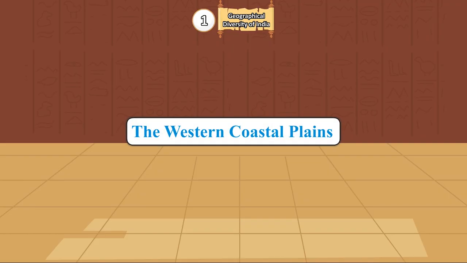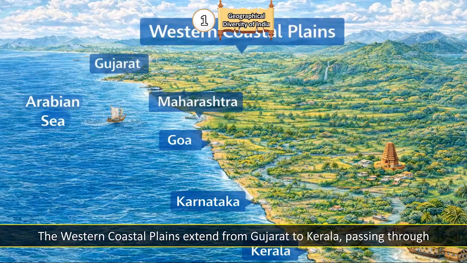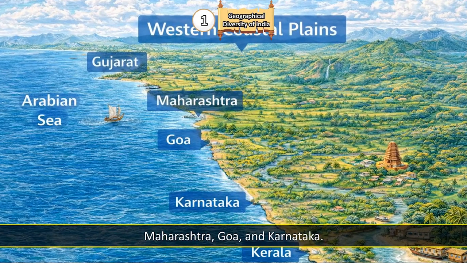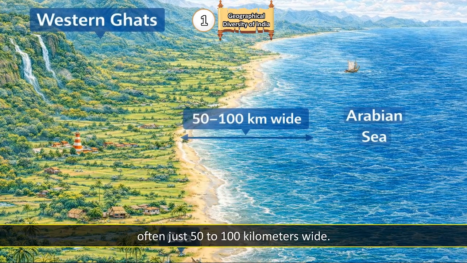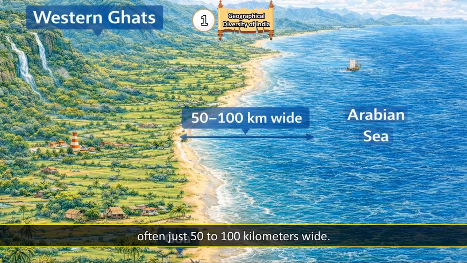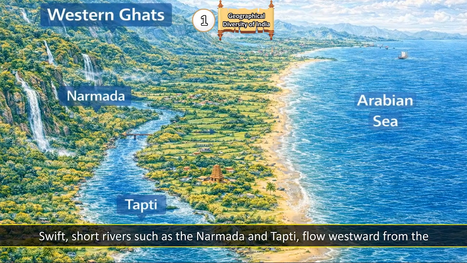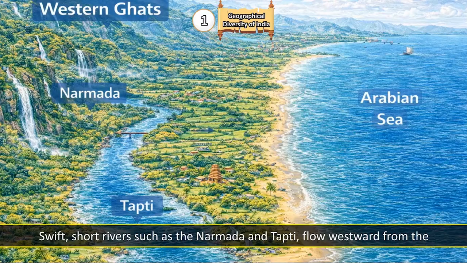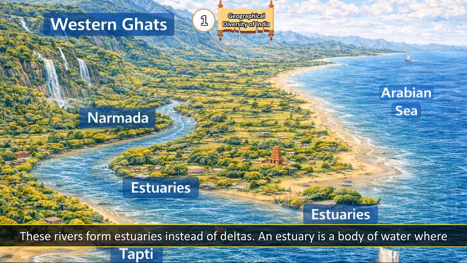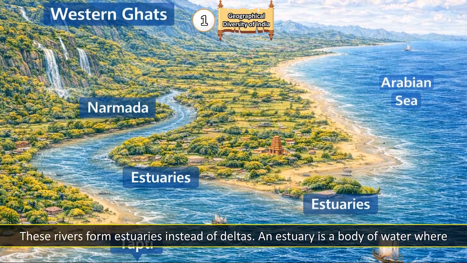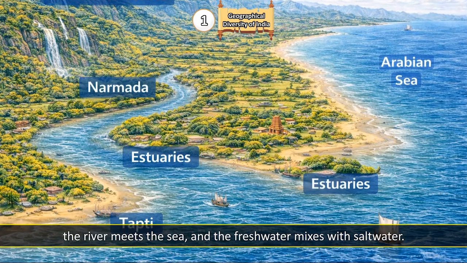The Western Coastal Plains. The Western Coastal Plains extend from Gujarat to Kerala, passing through Maharashtra, Goa, and Karnataka. This narrow strip of land is hemmed in by the Western Ghats and the Arabian Sea, often just 50 to 100 kilometers wide. Key features of this coast include swift, short rivers such as the Narmada and Tapti, which flow westward from the Western Ghats. These rivers form estuaries instead of deltas. An estuary is a body of water where the river meets the sea, and the fresh water mixes with salt water.